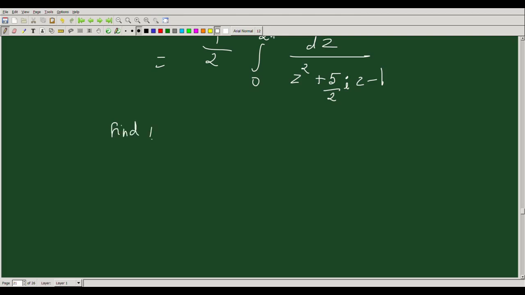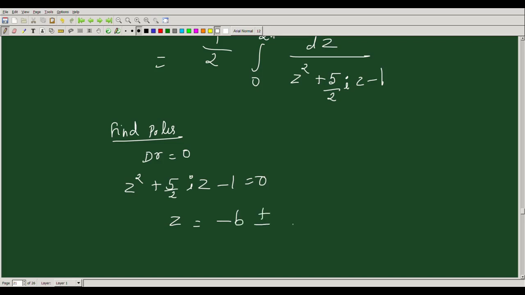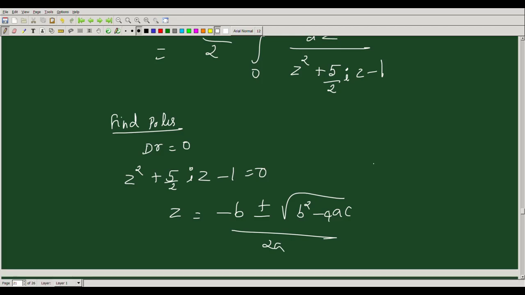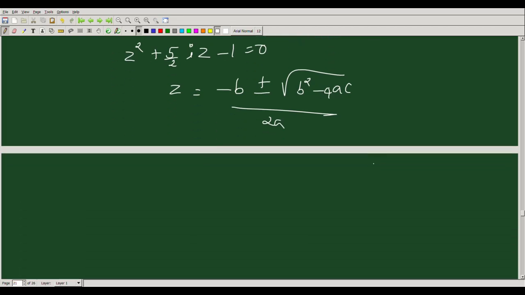How to find poles? Making the denominator equal to 0, so you will get the poles. So the denominator z square plus 5 by 2i into z minus 1 equals 0. The formula for this is z equals minus b plus or minus square root of b square minus 4ac, by 2a. Correct? So next we apply the values of a, b and c.